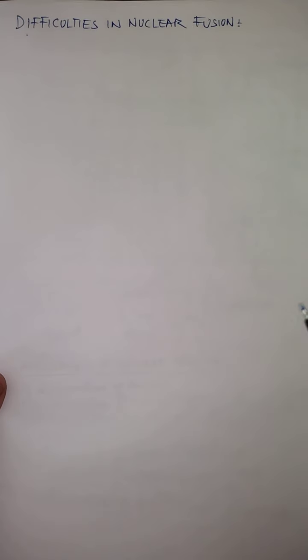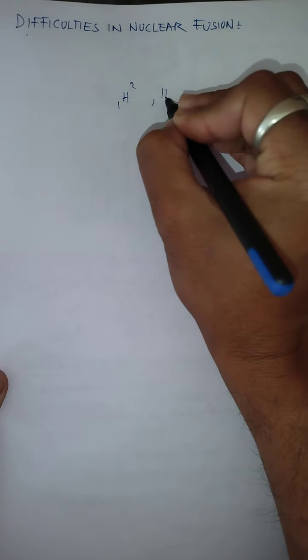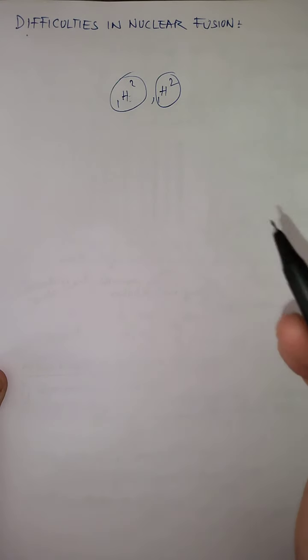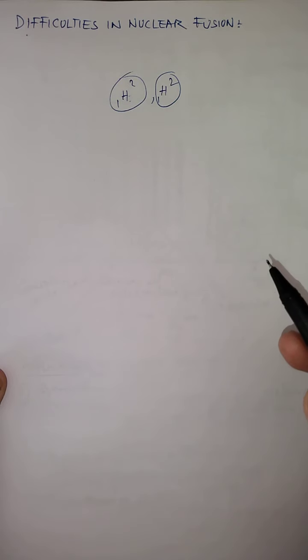Now the last part of nuclear fusion that we discuss is the difficulties in nuclear fusion. In actual practice, nuclear fusion is a very difficult process, since the nuclei to be fused are positively charged. Like the nuclei of H-1,2, both are what charged? Positively charged. This positive charge produces a strong repulsive force between them. So they must be brought very close together in order to fuse.